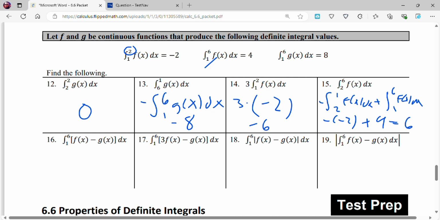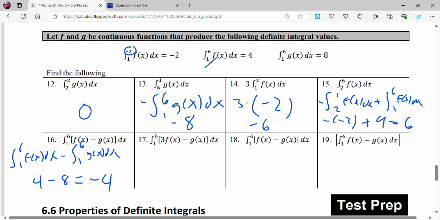Question 16, we have integral from 1 to 6 of f of x minus g of x, so we can split that up. 1 to 6 of f dx minus integral from 1 to 6 of g dx. So it is given that we have 4 here, and then from 1 to 6 of g is going to be 8, so -8, and that's going to give us -4.